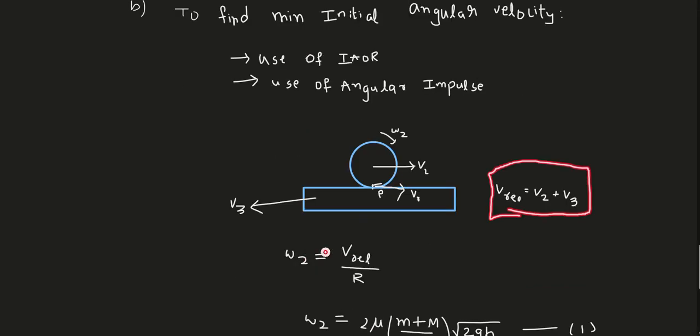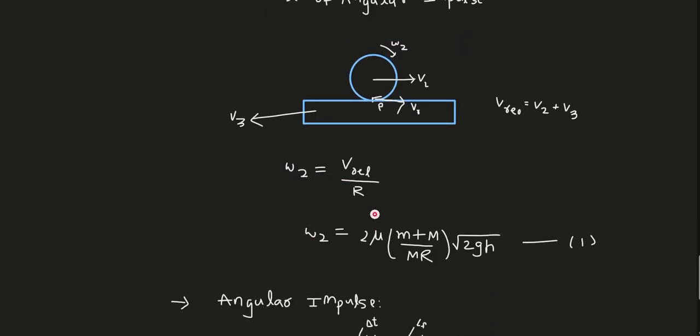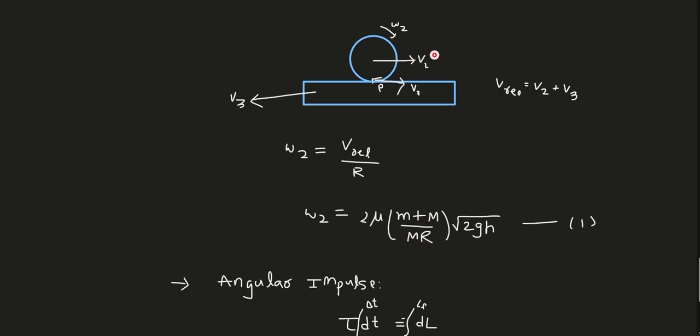After collision, it has an angular speed omega 2. So we write omega 2 equals v relative upon capital R. After substituting the values of v2 and v3, we get omega 2 equals 2 mu times small m plus capital M upon capital M times R into root 2 gh. In the second part, we assume this as equation 1.